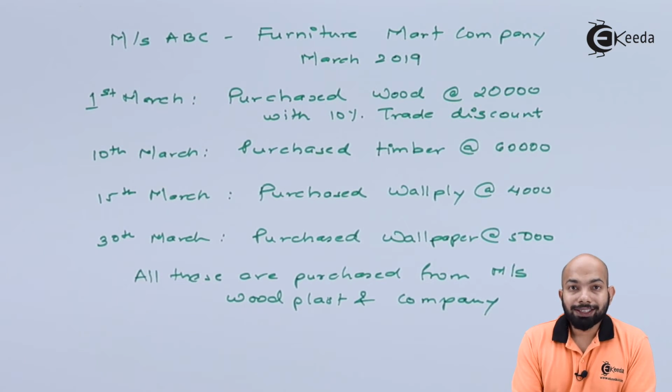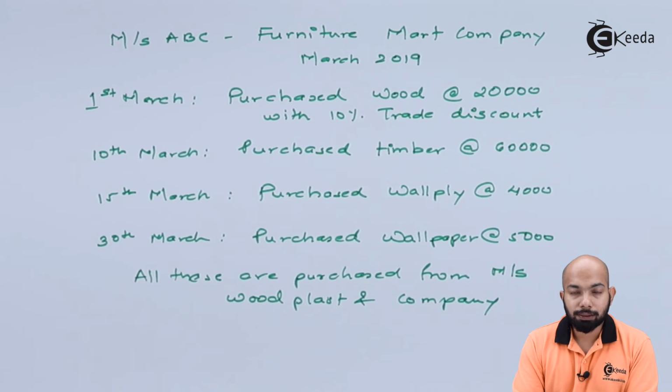So we have mentioned a transaction here. We have mentioned certain transactions for reference. Let's go through them once again. There is Messrs. ABC, who is a furniture material dealer. We have 4 transactions for our reference. We'll go through each transaction first.